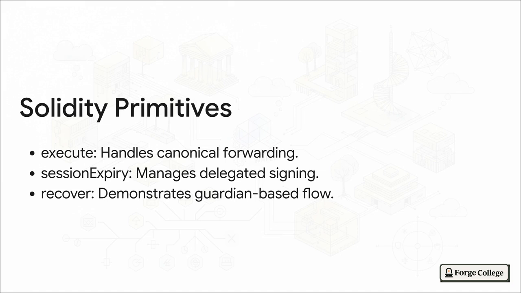When you peek under the hood of a basic smart wallet contract, you'll typically find 3 main things: an execute function, a session map, and a recover function. The execute function handles your canonical forwarding. It's basically the main pipe that pushes the transaction out. The session map manages the state of those valet keys we just talked about. And the recover function, that's your panic button for the trusted neighbor.